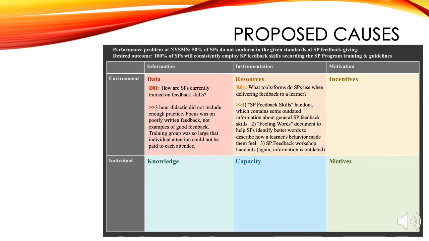R01, what tools or forums do SPs use when delivering feedback to a learner, indicated 3 different job aids: the SP feedback skills handout, the feeling words document, and the workshop handouts, almost all of which contained outdated information.